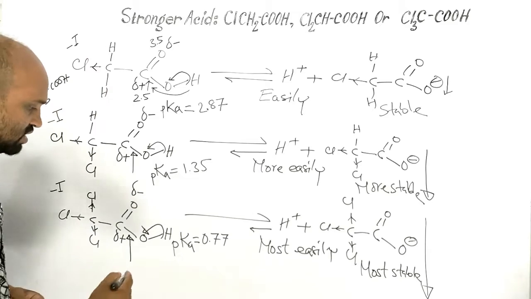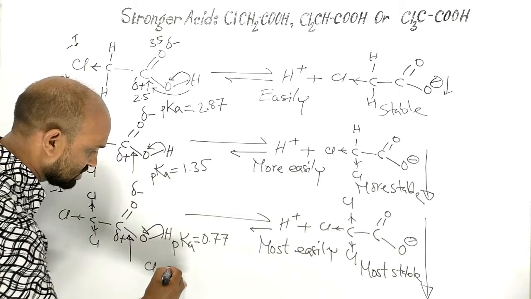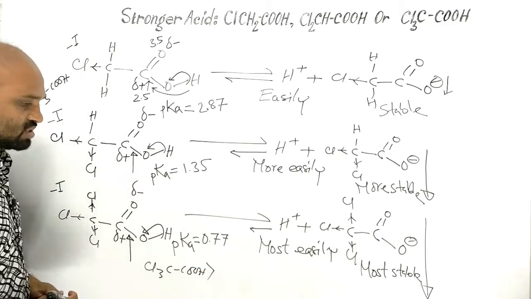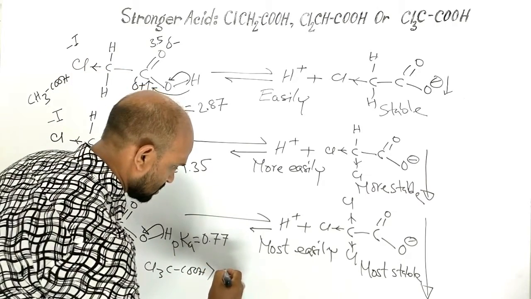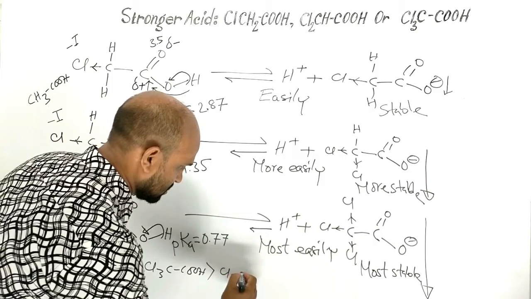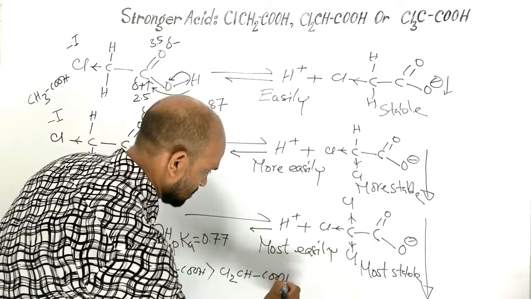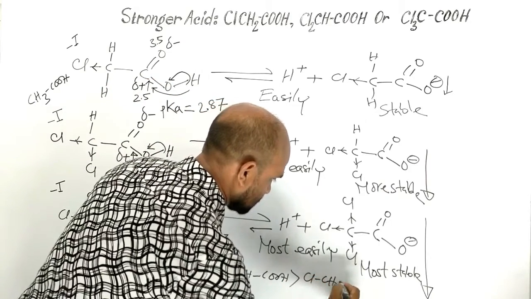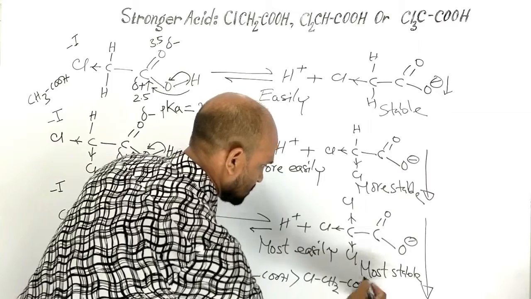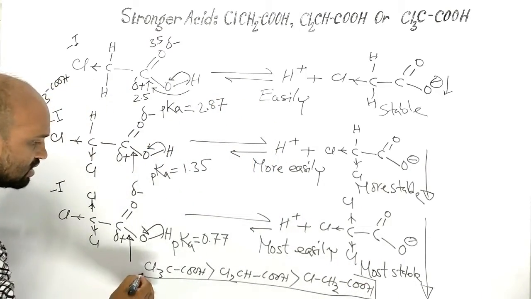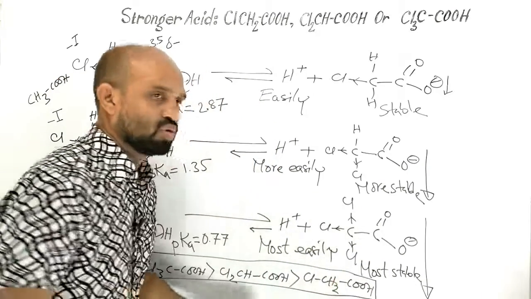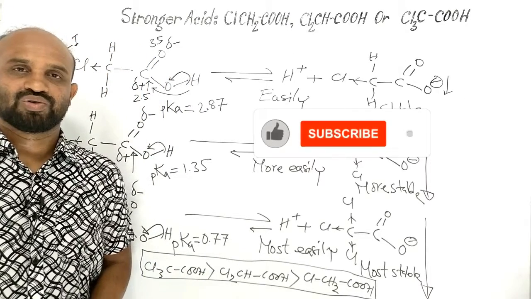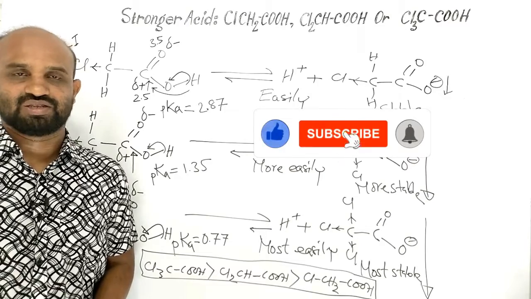So simply we can write: trichloroacetic acid, that is the strongest acid, then dichloroacetic acid, and lastly monochloroacetic acid. This is the arrangement of chloroacetic acids. This is all about the strength of chloroacetic acids.